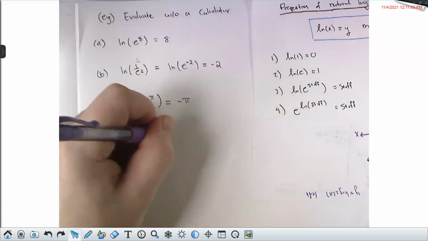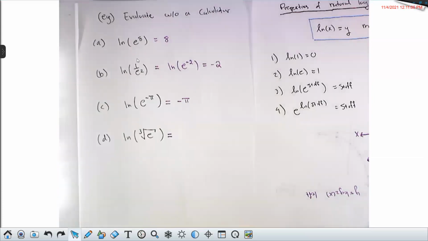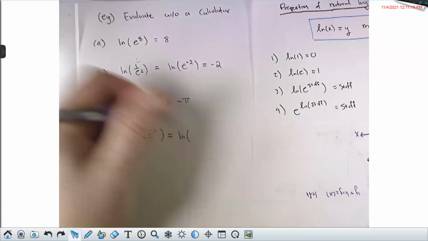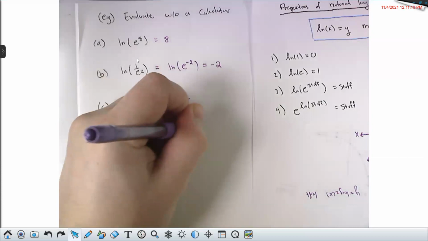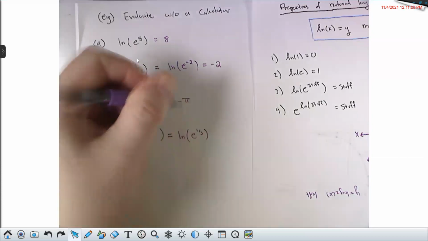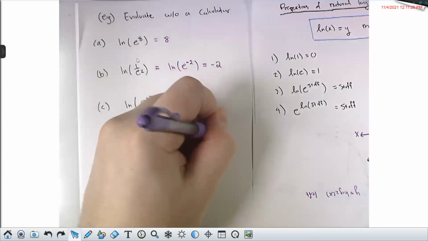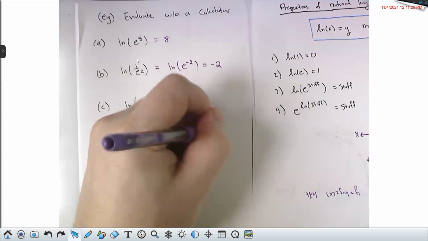And then the last one, the natural log of the cube root of e. 3/2. Sorry, 1/3. Yeah, this is going to be 1/3 because the cube root of e is e to the 1/3. That's one of those properties of exponents we talked about last week. And the ln of e to the 1/3 has to be 1/3 by this property here.